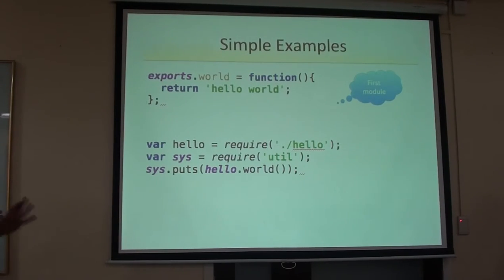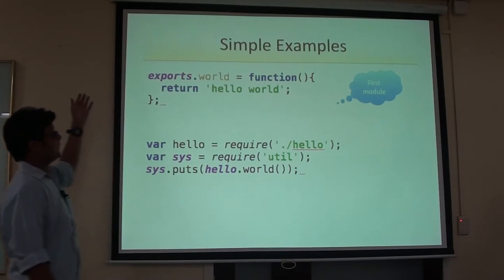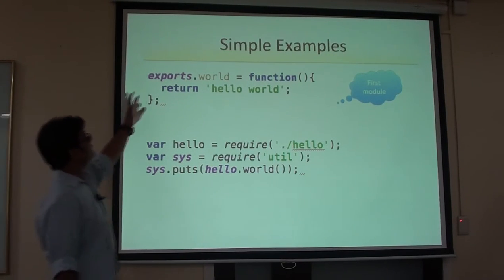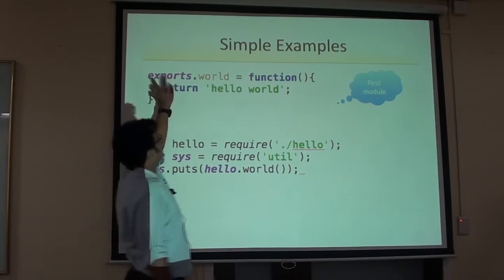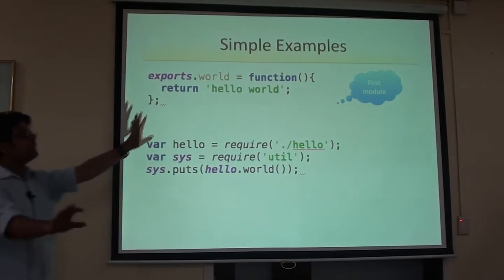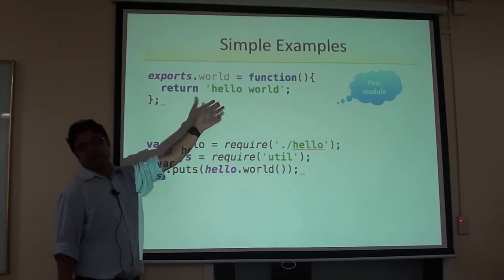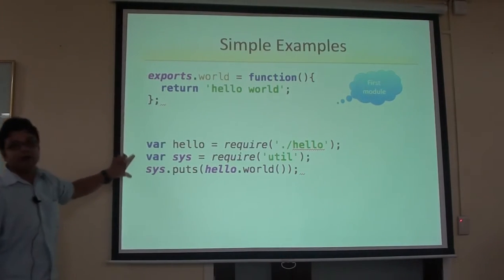Now, a simple example of how you can put all your programs into various modules. That's my first module, or you can say my first JavaScript file. What I'm doing is specifying exports.word is equal to a function, a simple JavaScript function which gives me a string named hello world. And how am I going to call it here?